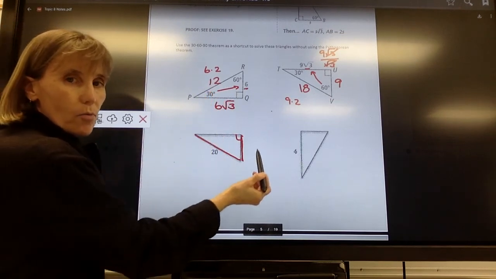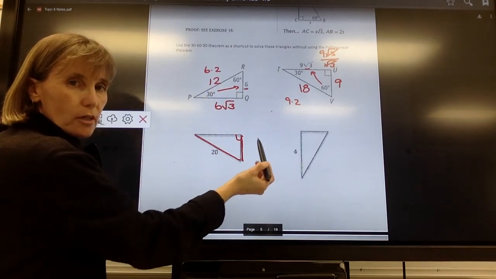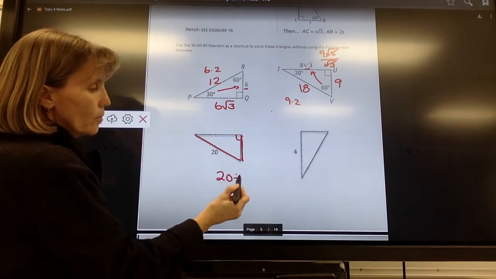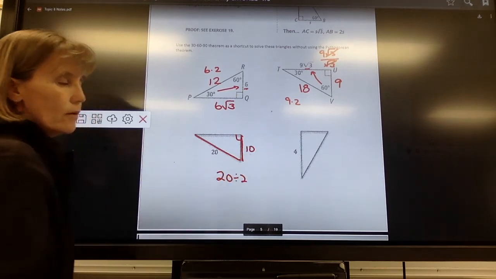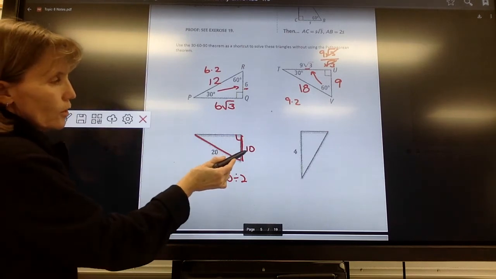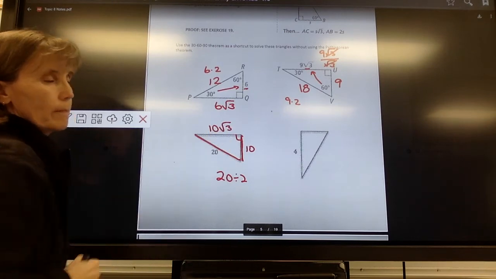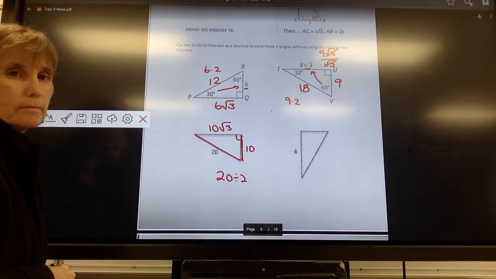What if I go the other way? What would I have to do to the hypotenuse to get back to the shorter leg? Okay, I would have to divide it by 2. I'd have to come up with 10 there. And then once I know the short leg, I can just take that short leg times the square root of 3 to get the longer leg.